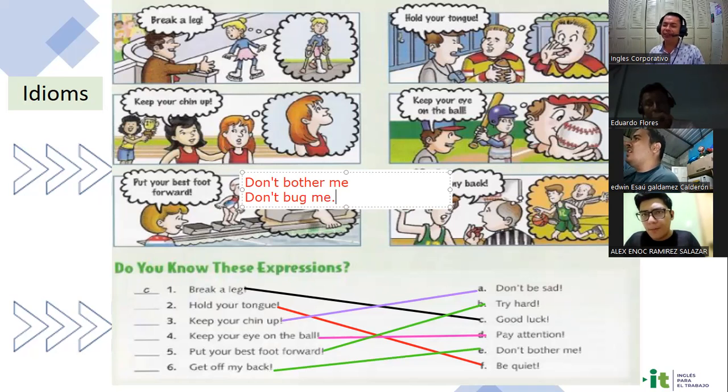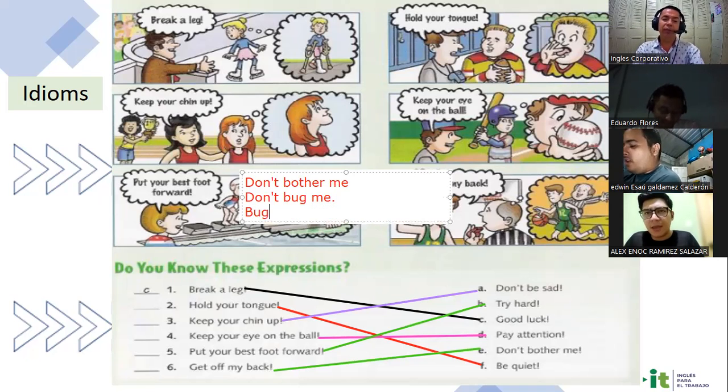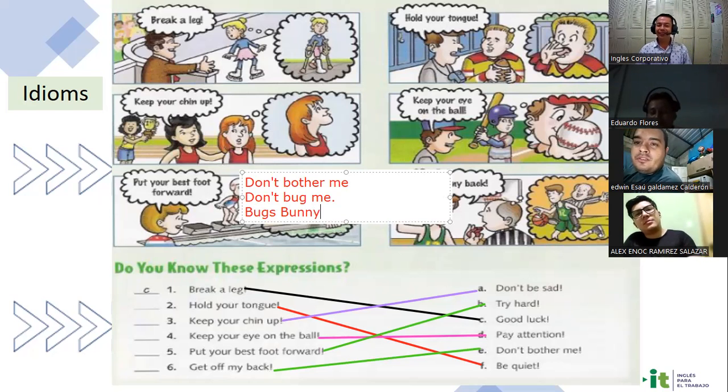Deja de fregar, right? In El Salvador, we say, deja de fregar. Don't bug me, right? Bug me comes from the word Bugs Bunny, you know? Bugs Bunny. That means el conejo molestón. El conejo que molesta, right? Bugs Bunny. Okay?